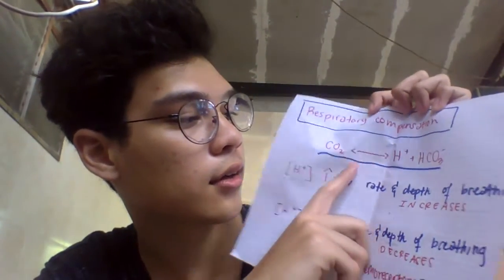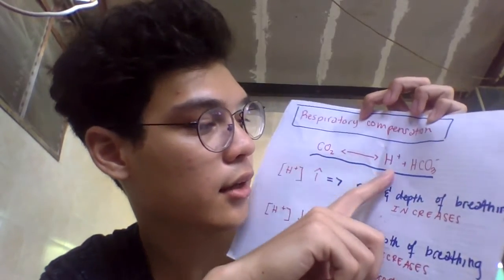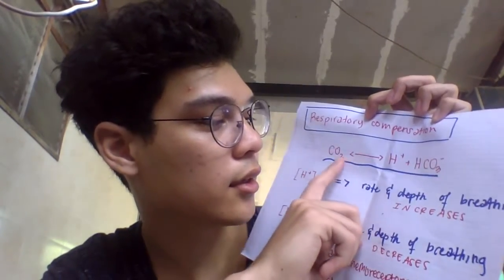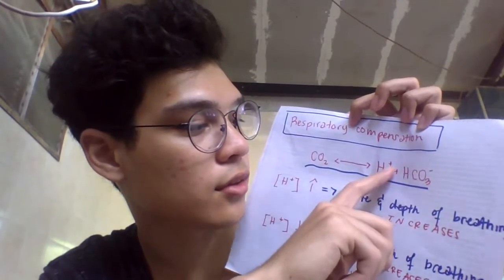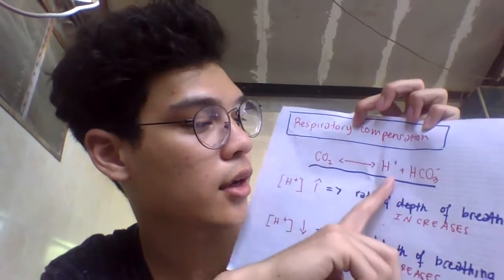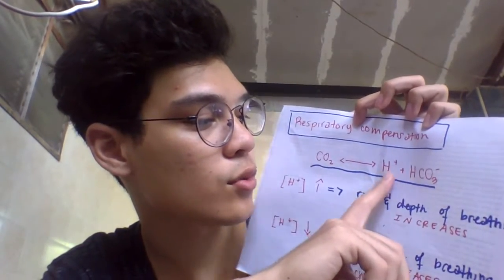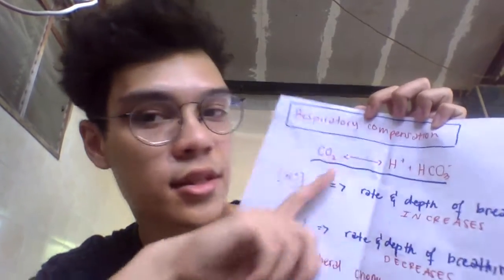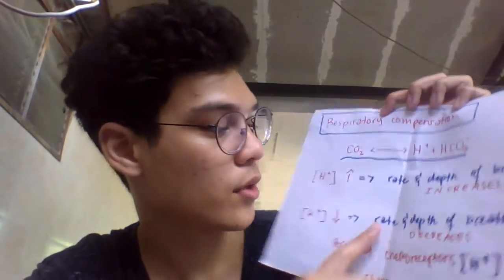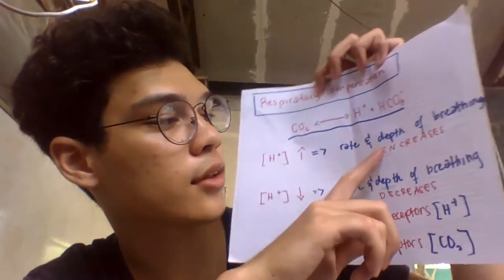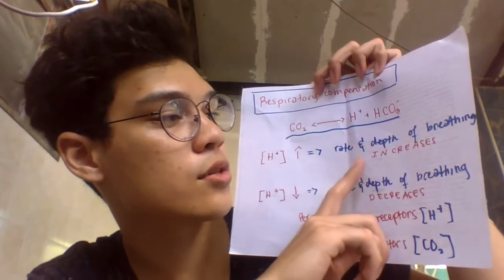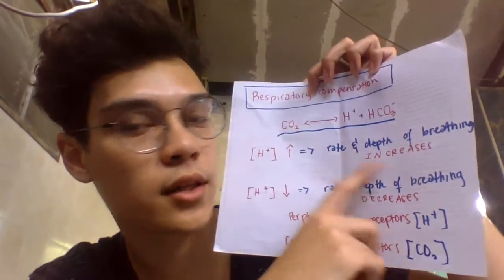Now, another one is respiratory compensation. What happens here is that the CO2 is turned into the hydrogen ion, and if there's too much hydrogen ion, it turns into CO2 and is expelled from the body. So if there's too much hydrogen in the body, the rate and depth of breathing increases, because when we breathe, we expel CO2.